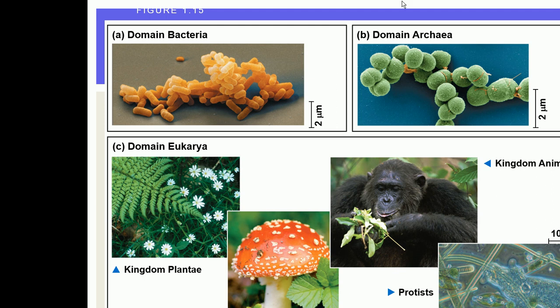Because these archaea can resist very harsh conditions. They can stay in very acidic conditions. They can survive in high temperatures, even in very high salt concentrations. And these are eukaryotes, which include 4 different kingdoms: plantae, animalia, fungi, and the protists.